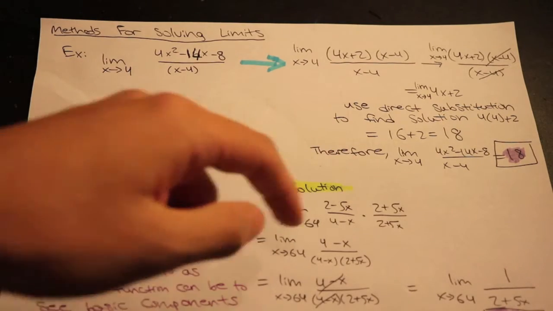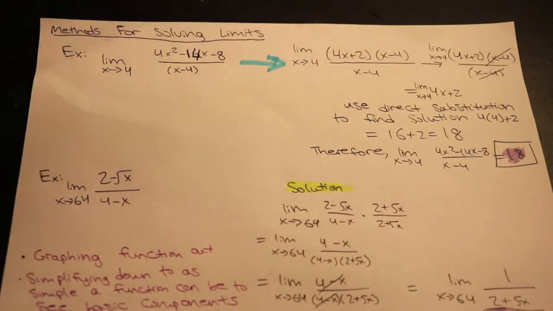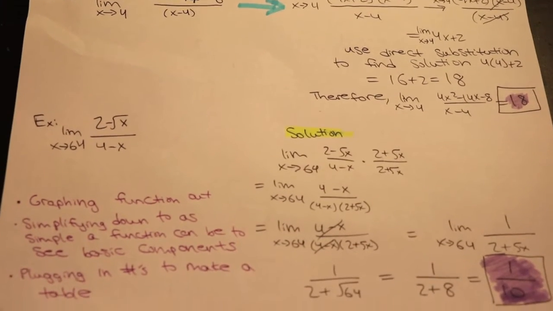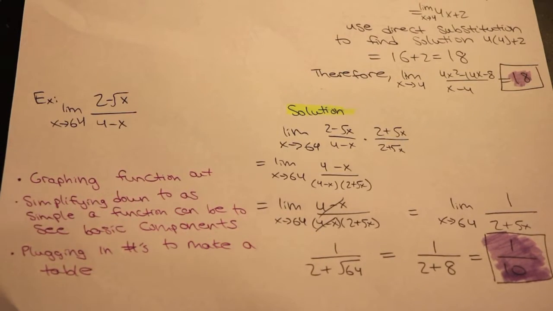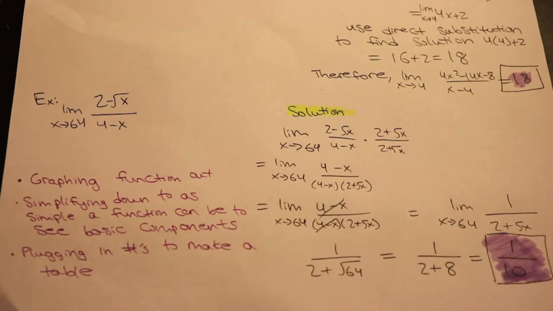So therefore, our limit as x approaches 4 of this function is equal to 18, and that's how you would write it out. Well, let's take a look at our second problem here. Number 2. So this example is asking us to find the limit as x approaches 64 of (2 minus root x) over (4 minus x).